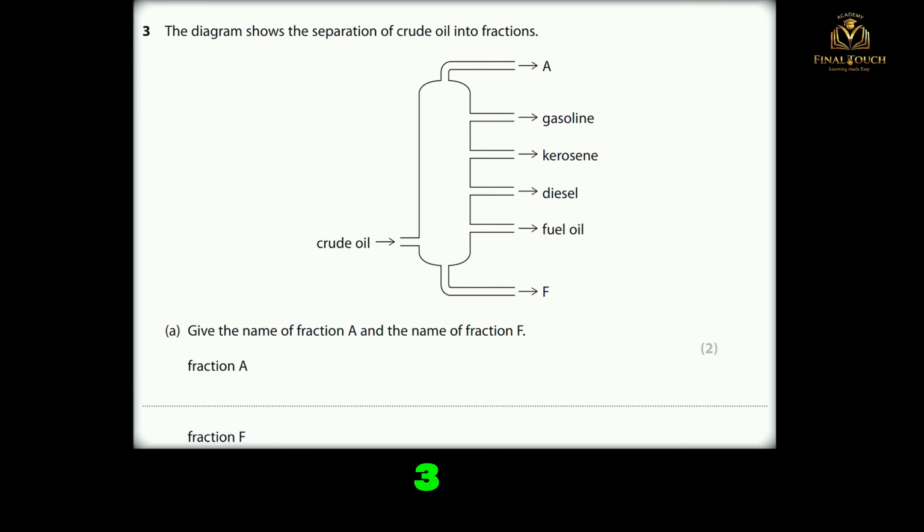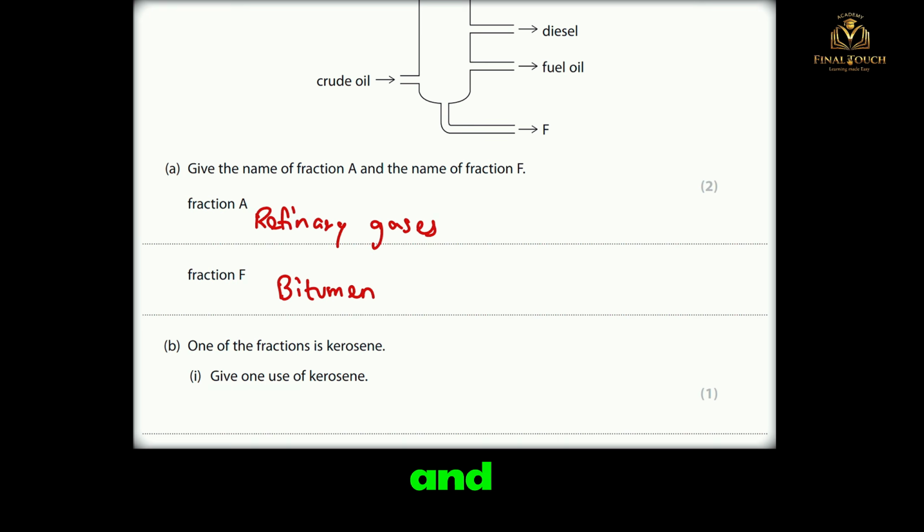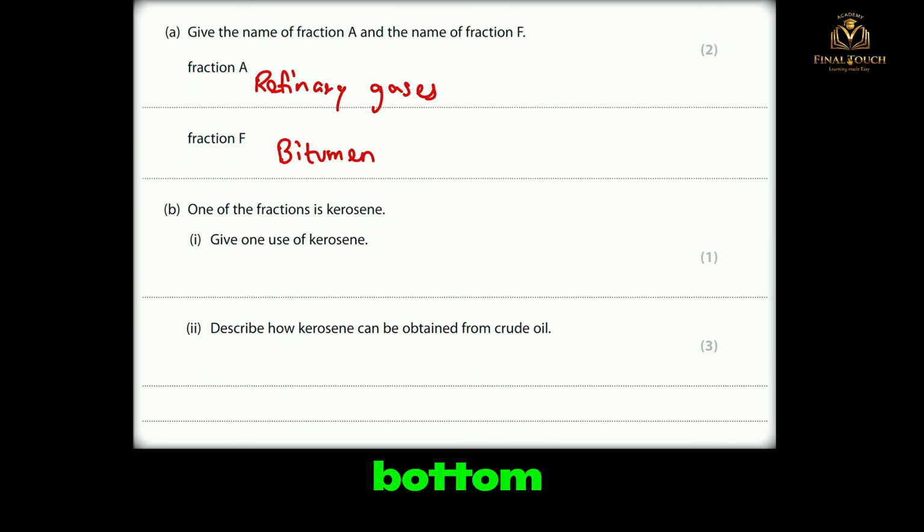Coming on to question 3, it is about a fractionating column is given. The diagram shows the separation of crude oil into fractions. Give the name of fraction A and the name of fraction F. So obviously at the top we have refinery gases, and at the bottom we have bitumen. Refinery gases is the lightest one and bitumen is the heaviest one, so therefore it is at the bottom.